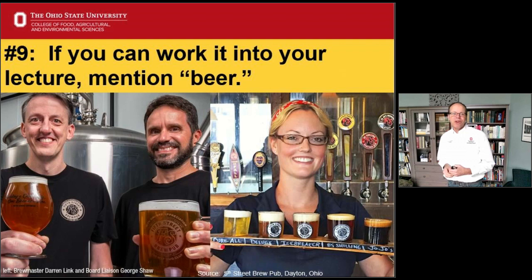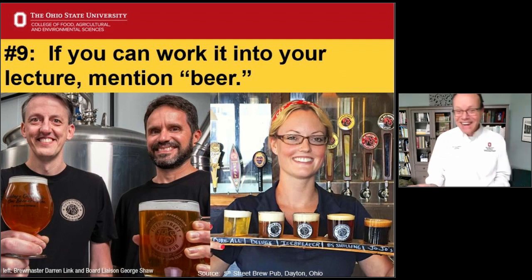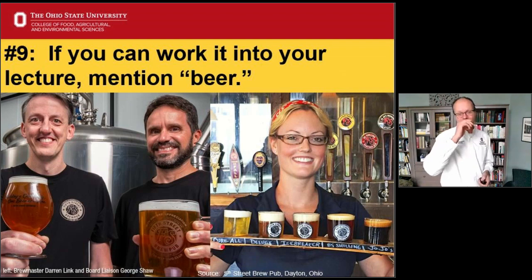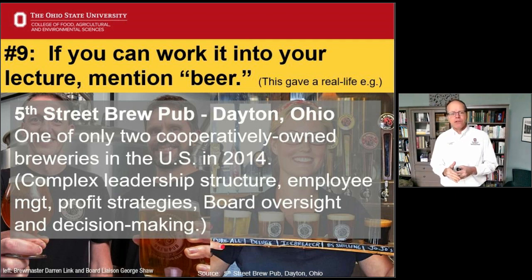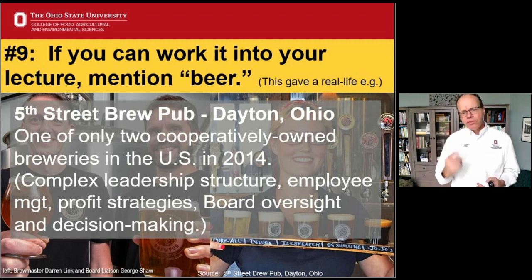Number 9, if you can work it into your lecture, mention beer. Why not? Actually, okay, backstory quickly. This is the 5th Street Brew Pub in Dayton. I worked with them for a couple of years facilitating some strategy and planning. They were one of only 2 cooperatively owned breweries in the U.S.